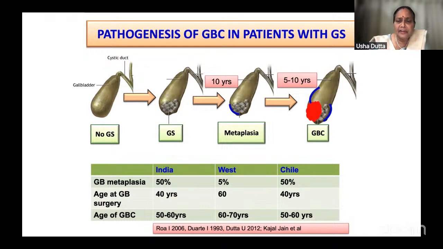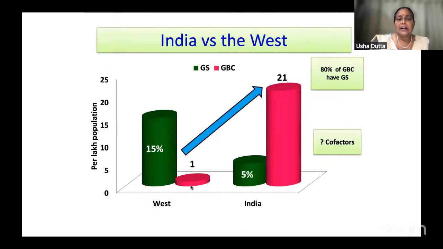So in India, we find that the metaplasia incidence is about 50%, and in Chile it is also about 50%, whereas in the West it is only 5%. There was a study from Canada which showed that even at the age of 60 and 70, when they were resecting the gallbladders, only 5% had metaplasia. So we are already marching in that sense forward. And if we see the incidence of gallstones, in the West it is 15%, in India only 5%. But you look at the gallbladder cancer incidence: very low in the West, but very high in India.